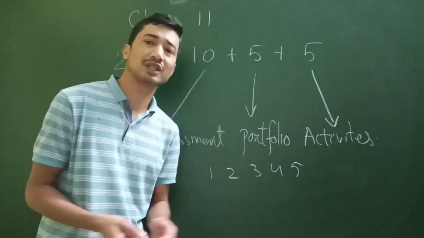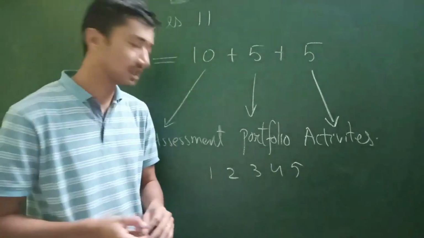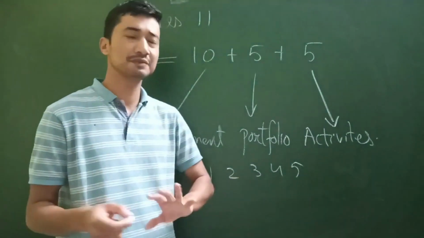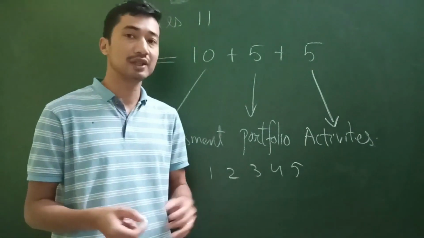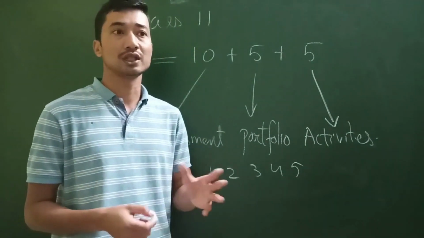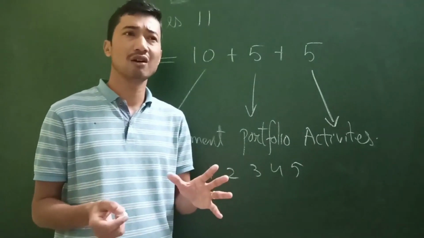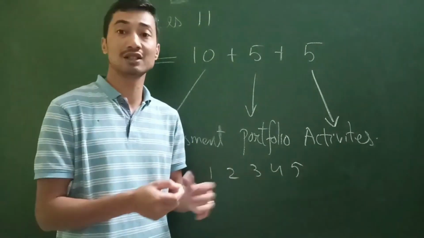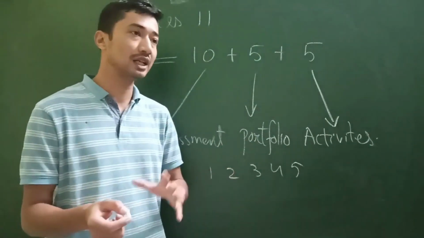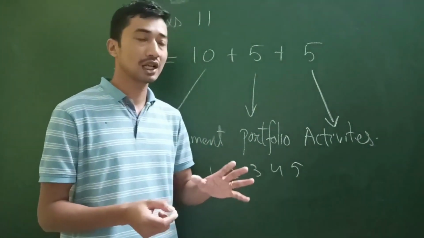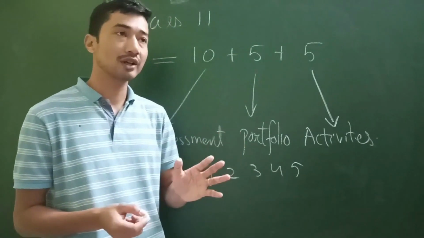1 mark is for someone who is not very cooperative and shows no interest. 2 marks means okay, fair, not very bad, not good also. 3 would be average. Sometimes, maybe every time, he does the work, but maybe his writing skills are not very good. He's not very neat in writing things. He's not very good in drawing. That is average.